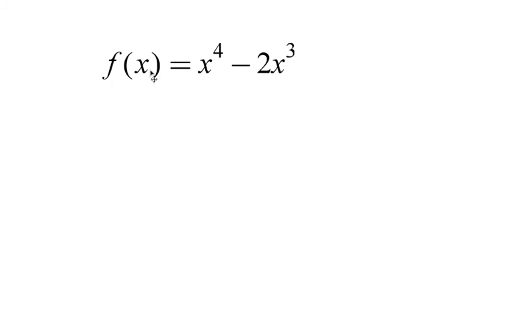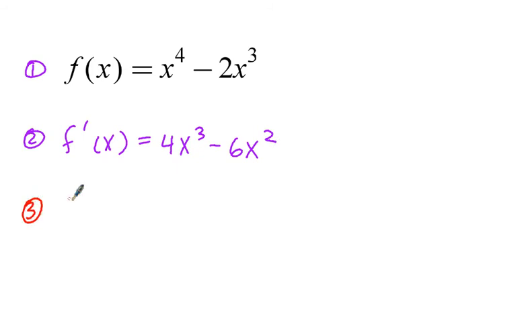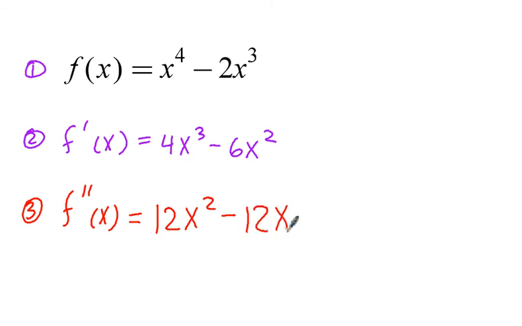This is a pretty simple function, so the derivatives are going to come real easy. Original function is here. The first derivative is going to be 4x cubed minus 6x squared. Let's now take another derivative. The second derivative is 12x squared minus 12x. Once again, we're looking for sign changes for these. In order to discover sign changes, we need to see where these are 0.